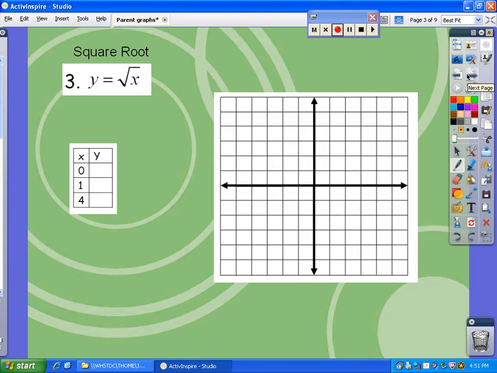Alright, next we have the square root. Y equals the square root of x. The points we're going to use are 0, 1, and 4 because they're perfect squares. Notice we don't have any negatives because you cannot take the square root of a negative number. It's imaginary and you can't graph that on our coordinate plane. So the square root of 0 is 0, the square root of 1 is 1, and the square root of 4 is 2. So our square root pattern: (0, 0), (1, 1), and (4, 2). Notice the curve.